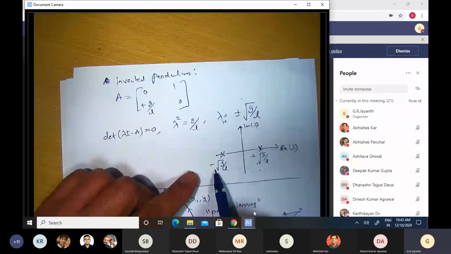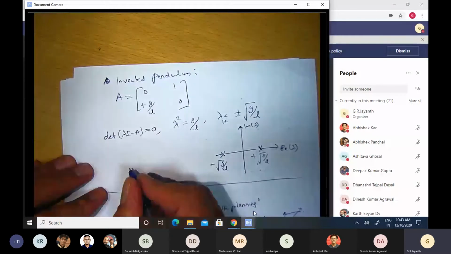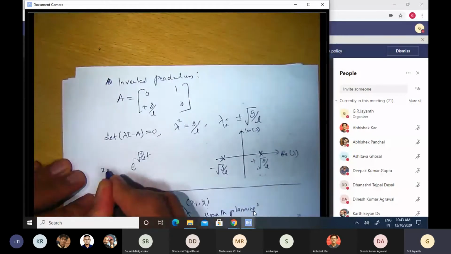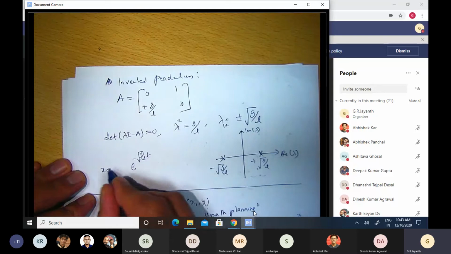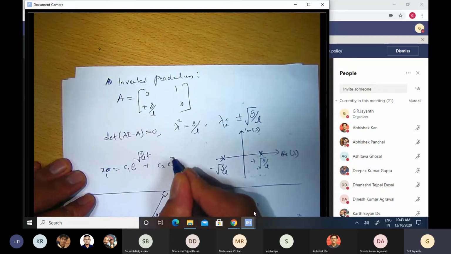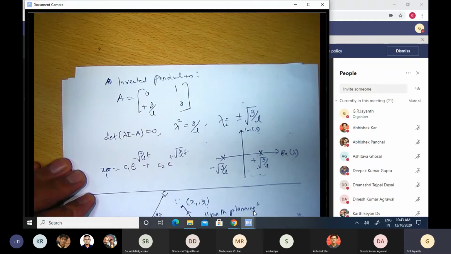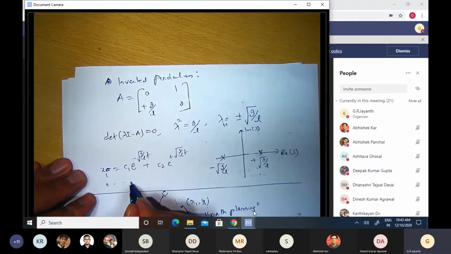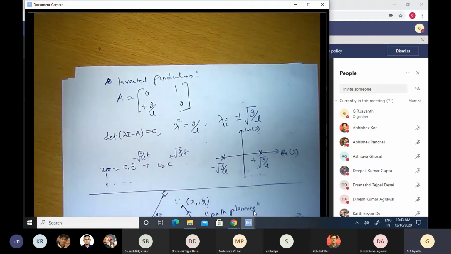e to the power minus root of g by l t. The general expression for x1 will be some c1 times this plus c2 times e to the power plus root g by l t. And x2 will also be the same kind of expression.